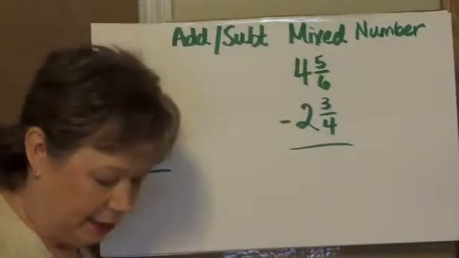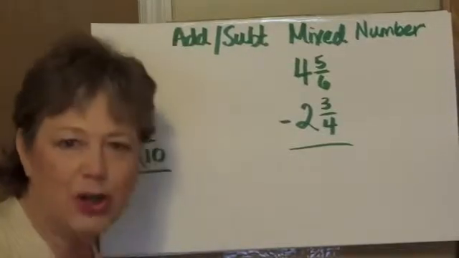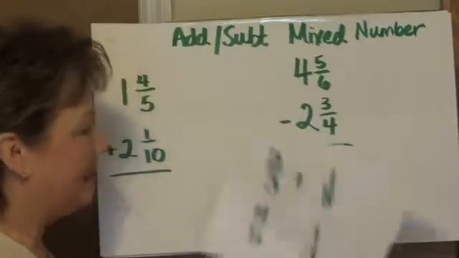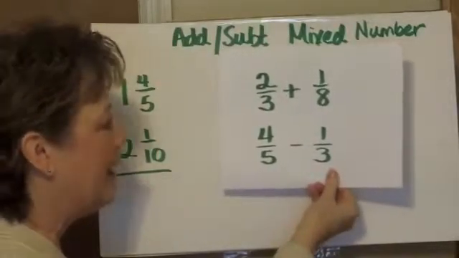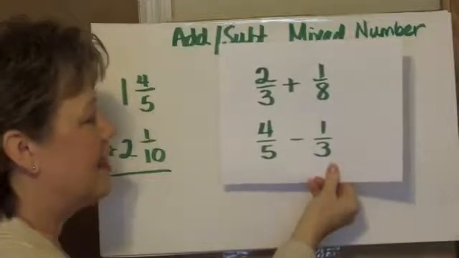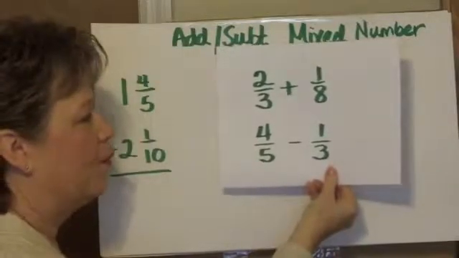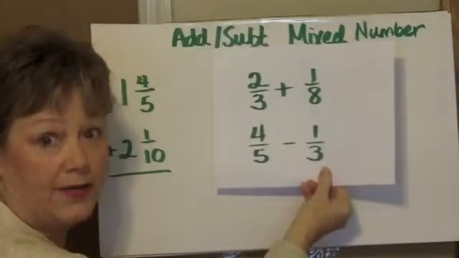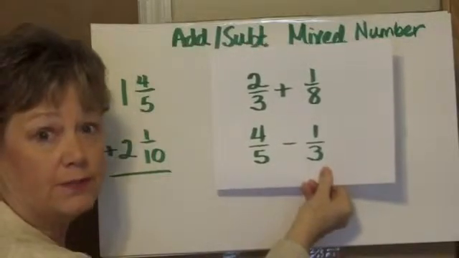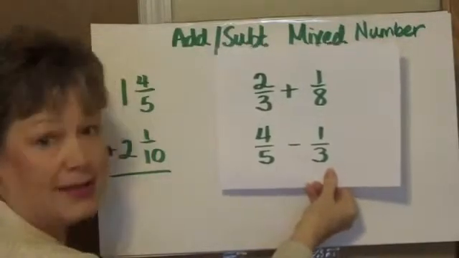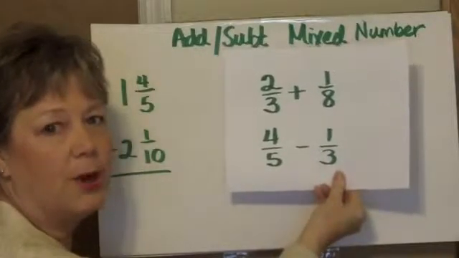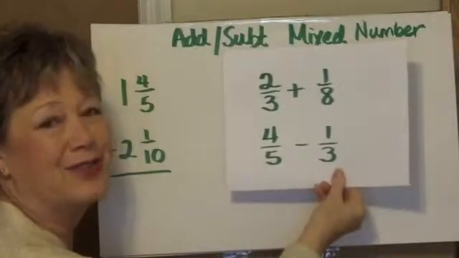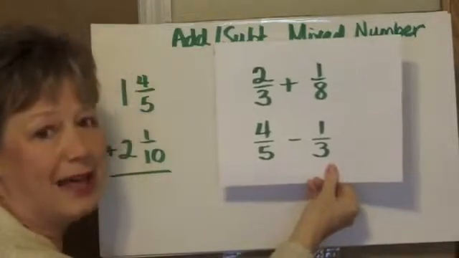Last week, let me show you, what we did looked like this. 2/3 plus 1/8, 4/5 take away 1/3. We had to find a common denominator and then do that function. So as I'm bringing this to mind right now, if you're not solid on that, you need to go back and review that. It's foundational. So that's what we did last week.